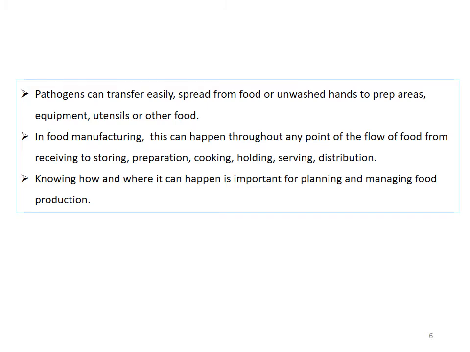In food manufacturing, this can happen throughout any point of the flow of food, from the receiving process to the storing, preparation, cooking, and so on until the distribution to the consumers. So knowing how and where the cross-contamination can happen is very important for the food manufacturers to plan and manage their food production in order to avoid this from happening.